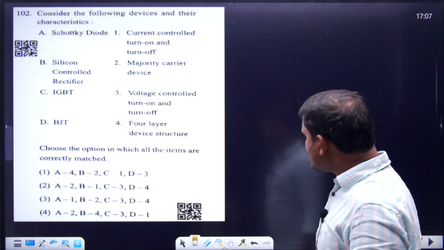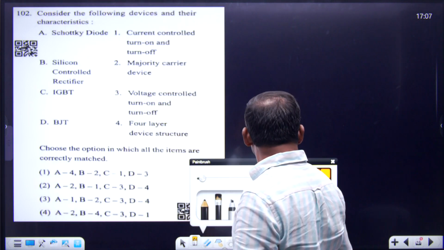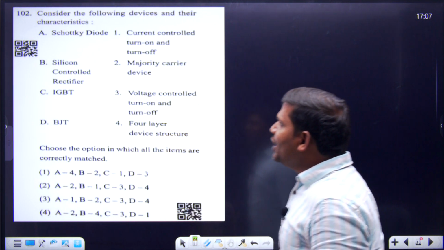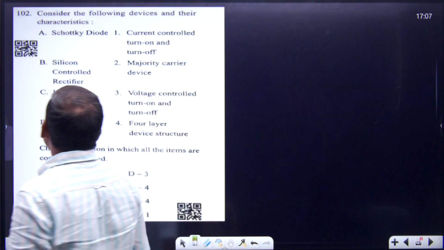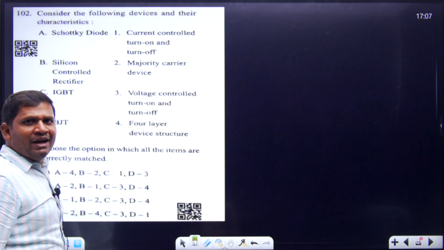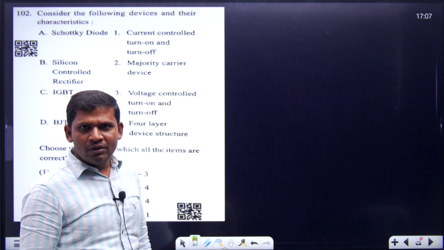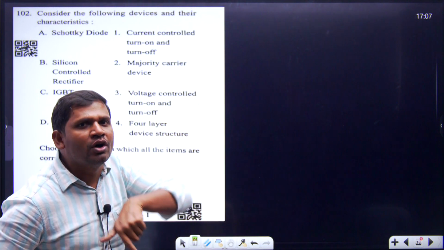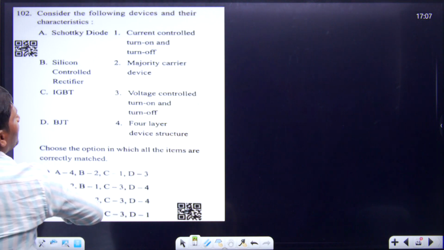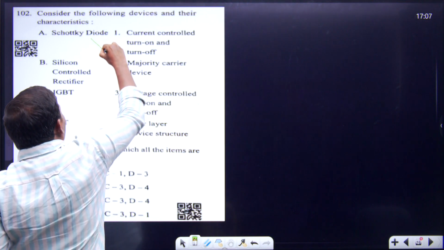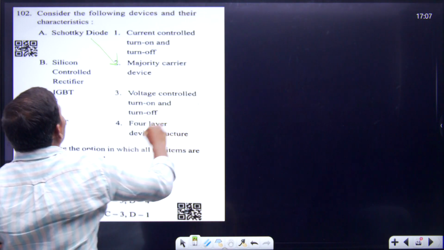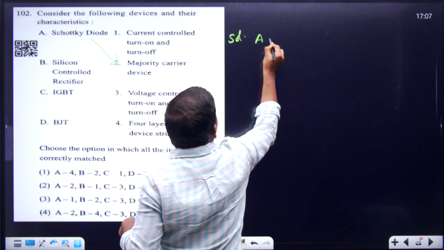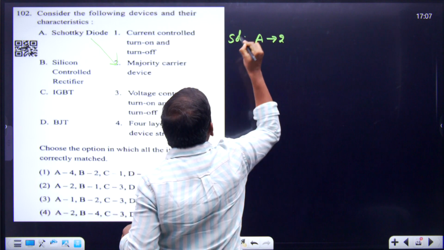Next, it is also a very simple question, a matching question. First, the Schottky diode. Schottky diode is a majority carrier device, students, that you know. In a Schottky diode, the total conductivity is due to only electrons. That is a majority carrier, unipolar device. So A is matching with 2.